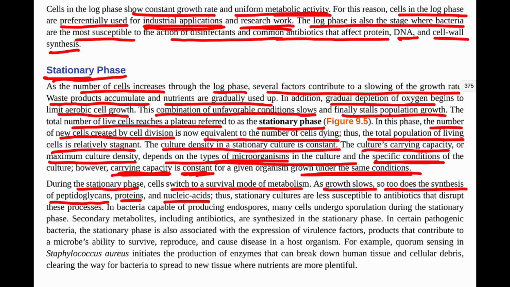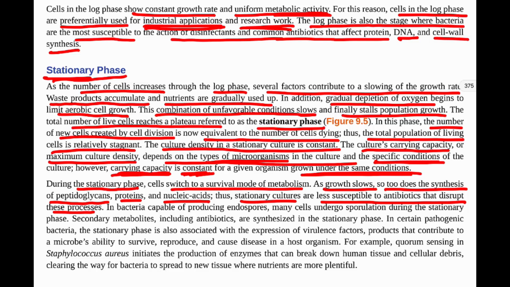Thus, our stationary cultures are less susceptible to antibiotics that disrupt these processes. Unlike the log phase, where they were going through these processes very fast because they had lots of nutrients, and we could go in, cut that short and kill the bacteria, in this case they've really slowed down their use and their synthesis. So if we apply antibiotics at this point, they're less susceptible to those antibiotics, because if the antibiotics interrupt these processes and the cells aren't doing them, then we're not going to be killing the cells.